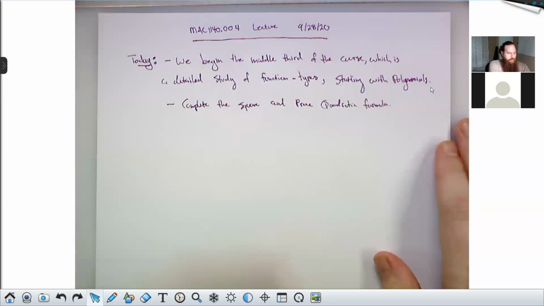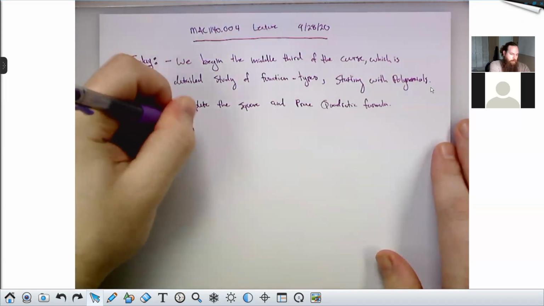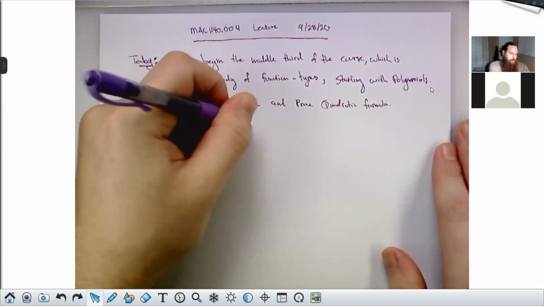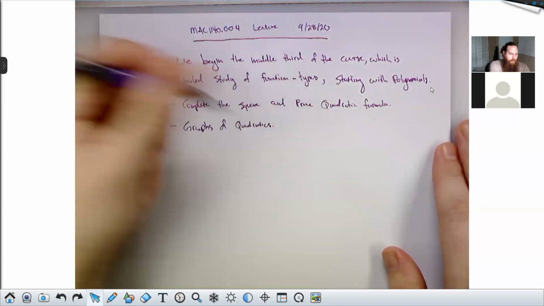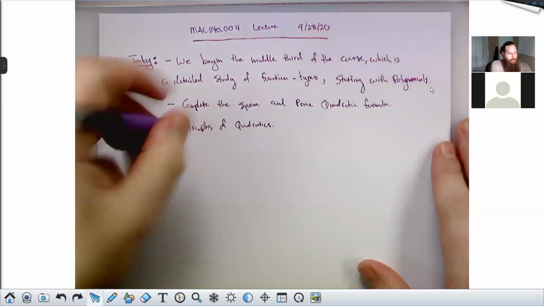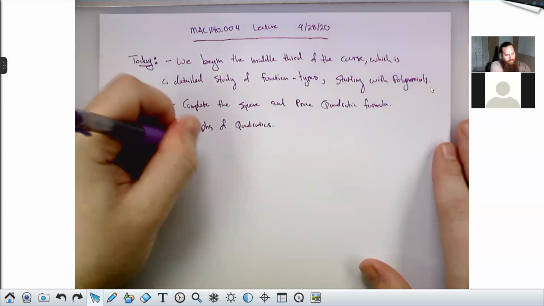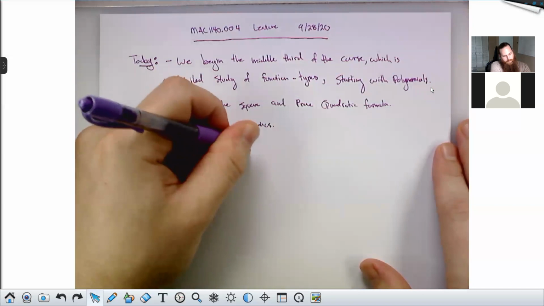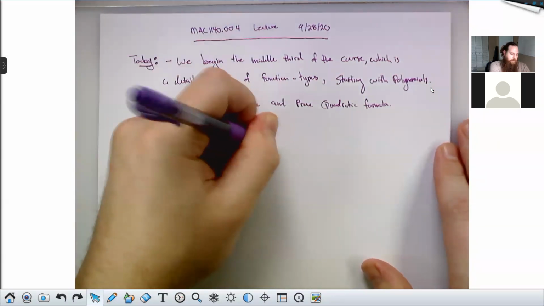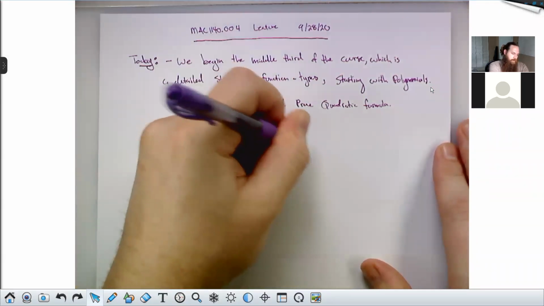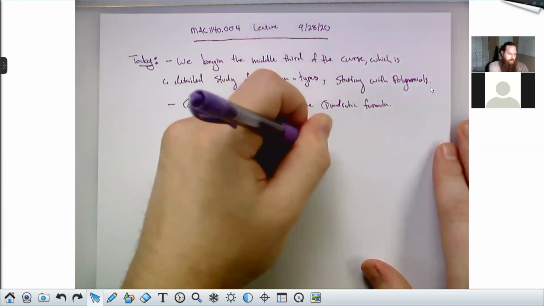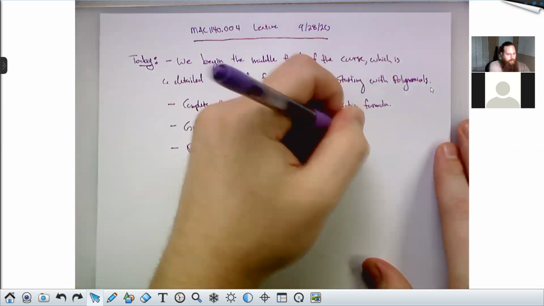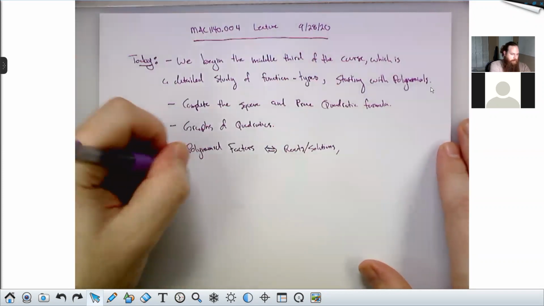We're going to talk about graphs of quadratic functions, which hopefully is review. And then we're going to start talking about polynomial factors, how they connect with roots. Some people call these solutions, although that's a little bit dangerous. And we're going to talk about the degree of polynomials and end behavior.